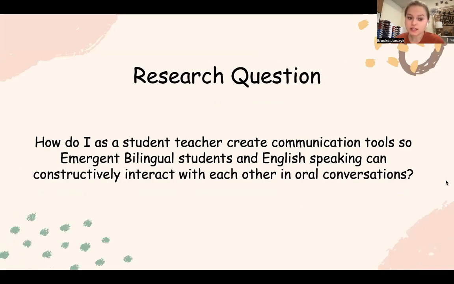So my research question was, how do I, the student teacher, create communication tools so emergent bilingual students and English speaking students can constructively interact with each other in oral conversations? As I show you my slides, you'll be able to see how I was able to create supports that were individualized to the students and what they needed, and being able to see what tools were working and maybe what tools I needed to tweak a little bit to better support them.